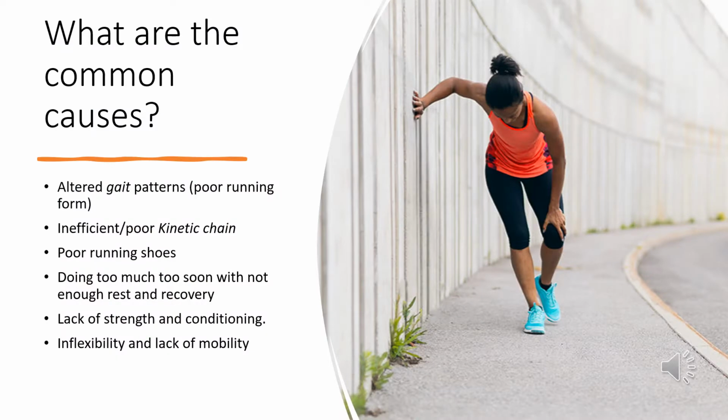So what are the common causes for running injuries? You can have an altered gait pattern, which is essentially poor running form. You can have an inefficient or poor kinetic chain, which is basically poor running form, but this one has more to do with the specific joint movement and how that joint affects the next one and the one after that.